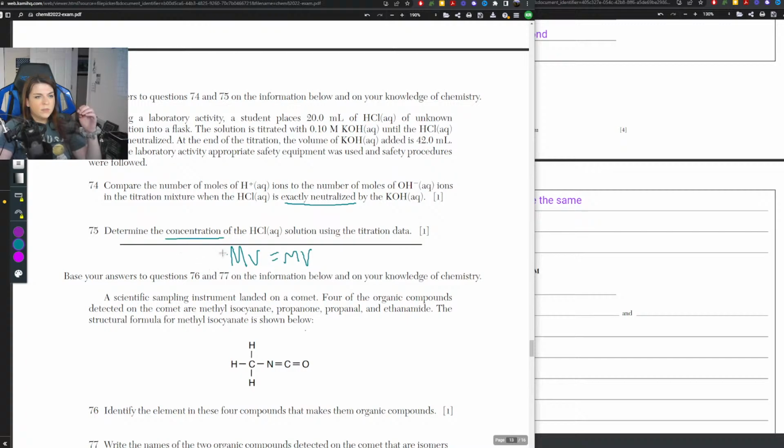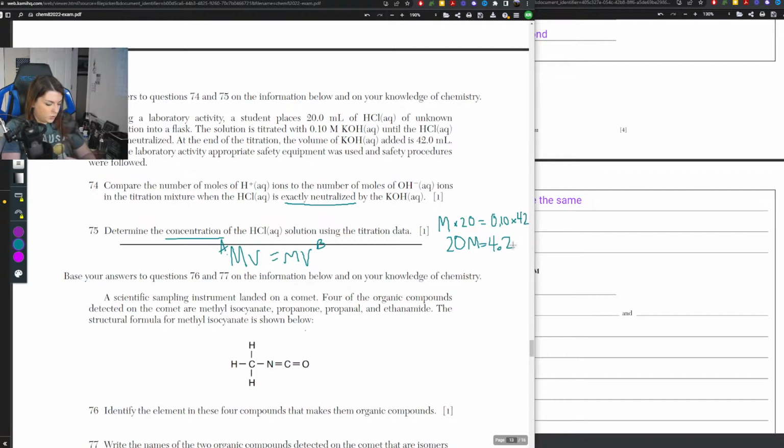Concentration is molarity. First off, this is acid and this is base. So we have an unknown molarity of acid, and we're going to multiply that by its volume of 20 milliliters. Then we have the molarity of the base is 0.10. And we use 42 mils of that. So 0.10 times 42 would be 4.2, right? 0.10 times 42 equals 4.2. Yes, we have 20 M is equal to 4.2.